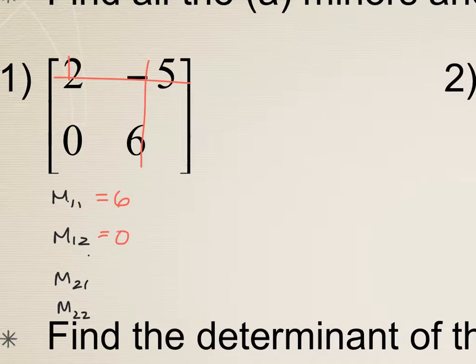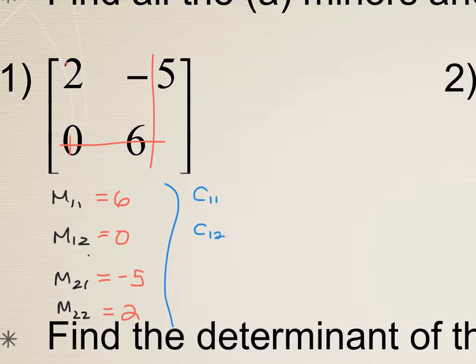This would be 0. Then I repeat that process for 2,1, and 2,2, which means row 2, column 1, which is negative 5, and row 2, column 2, which is 2. Question so far?